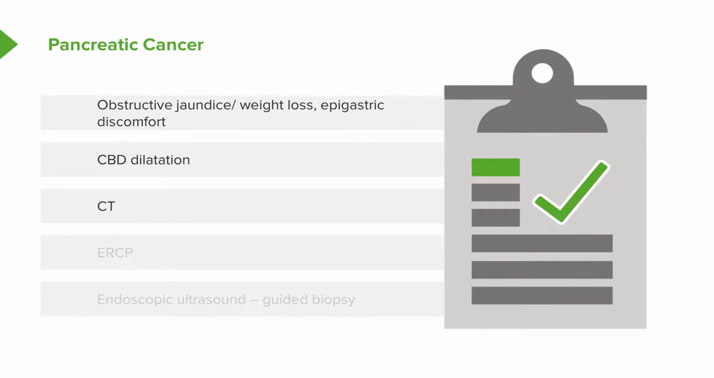We usually get a CT, CAT scan of the abdomen pelvis, and ERCP as part of the workup. And more in modern medicine, we do endoscopic ultrasound, potentially with a guided biopsy.